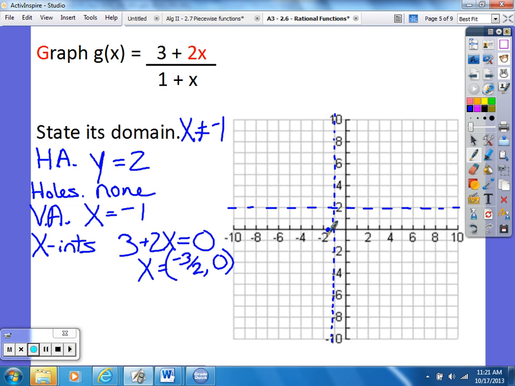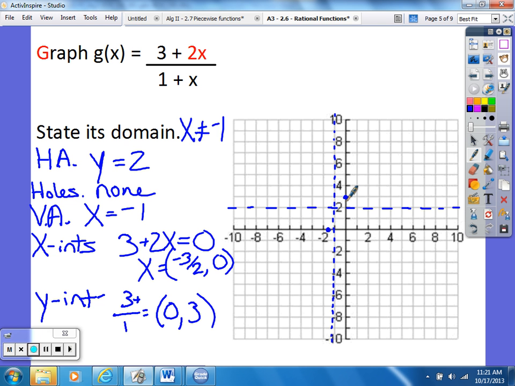Y-intercept. How do I do that? Plug 0 into x. That's 0, so 3 over 1. So I get 0 comma 3. She's thinking, that's a good thing. So I'm going to plot that point, 0, 3.